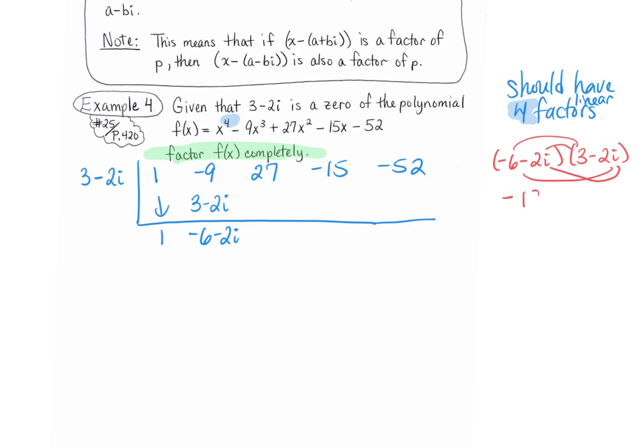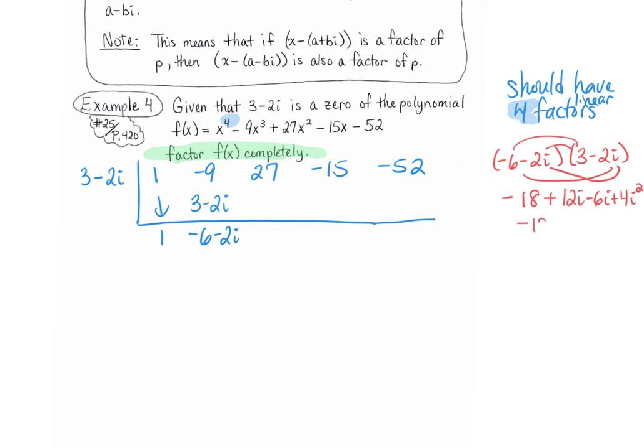So then we multiply first, outer, inner, last. So we get negative 18 plus what? Outer? Negative 6 times negative 2i is 12i. Inner? Negative 6i. Now, negative 2i times negative 2i is 4i squared. That's i squared.